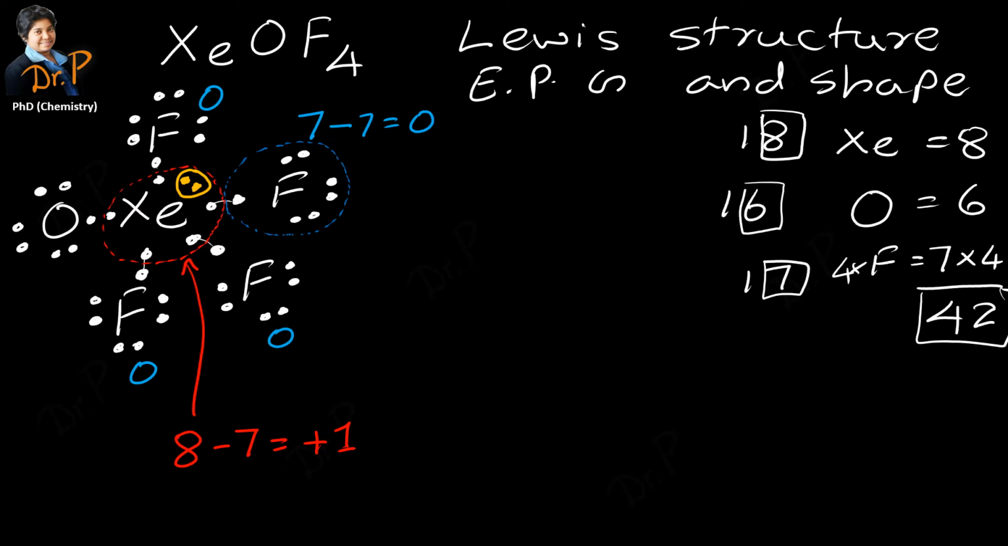Let's do the formal charge for oxygen. Consider the electrons around the oxygen atom. Oxygen should have 6 valence electrons according to the periodic table, but in the structure we have drawn, it is holding 7 electrons around it. So oxygen is carrying a -1 formal charge. So overall, in the structure we have drawn here, we have this set of formal charges.